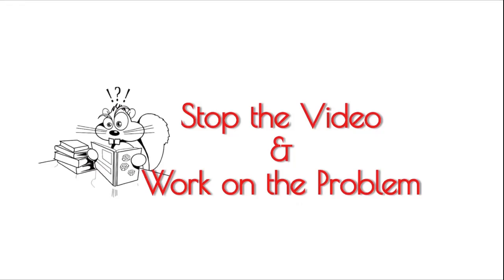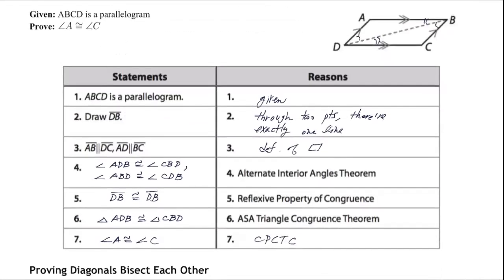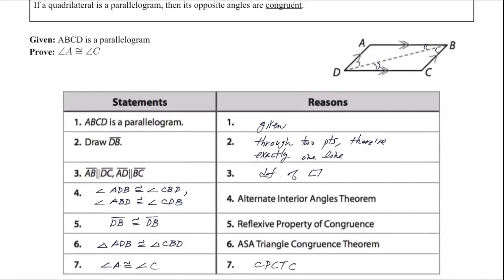Okay, guys, I think we are ready to go over it. To show that the opposite angles are congruent, it's essentially very similar to what we did earlier when we showed that the opposite sides are congruent. So essentially, that's given information, and through two points there exists exactly one line. We know this is true because of the definition of parallelogram. So these first three steps were exactly the same.